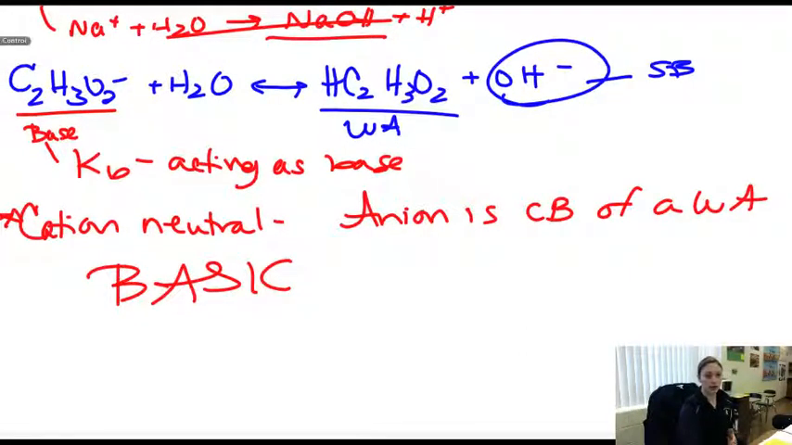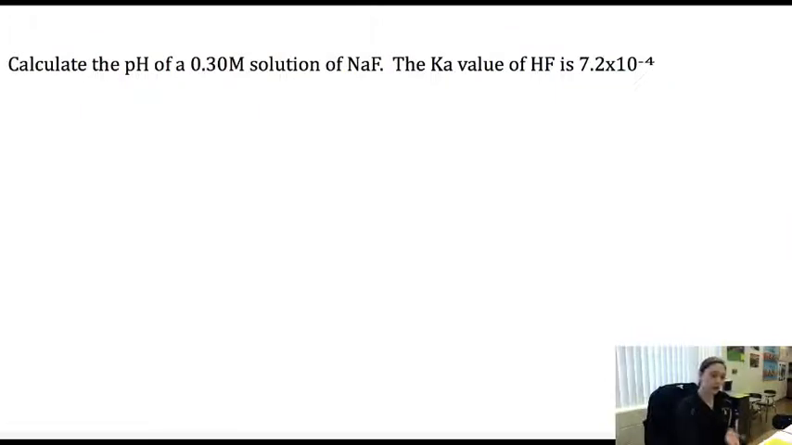So let's go ahead and look at an example. All right, calculate the pH of a 0.30 molar solution of NaF. The Ka value of HF is 7.2 times 10 to the negative fourth. Like I had mentioned in an earlier video, it's way more common to get the Ka values than to get Kb values. You can figure out one from the other, which is why they tend to go with one route, just using Kas for pretty much everything.